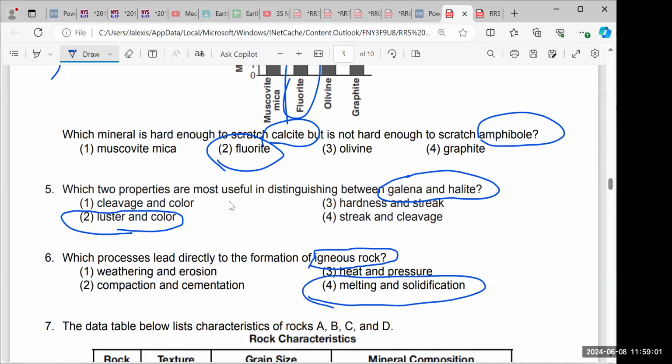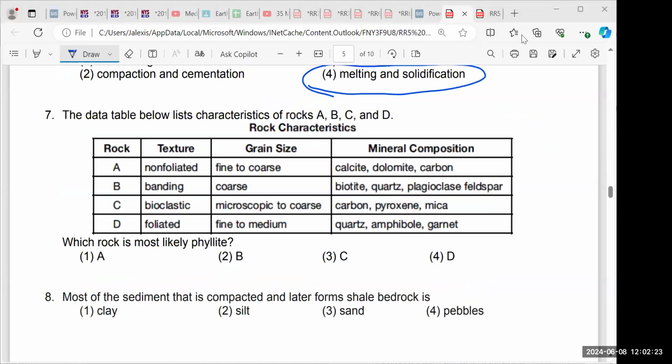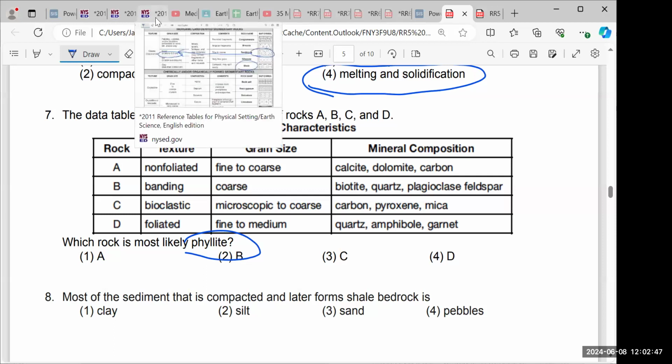All right. Number 7, it says the data table below lists characteristics of rock A, B, C, and D. Which rock is most likely phyllite? So this rock phyllite, where can I find this rock? On page 7 of the reference tables.